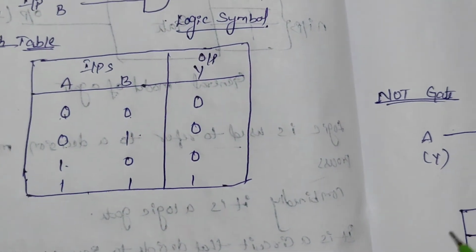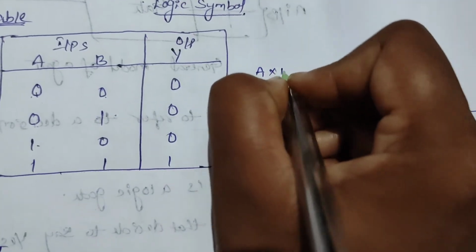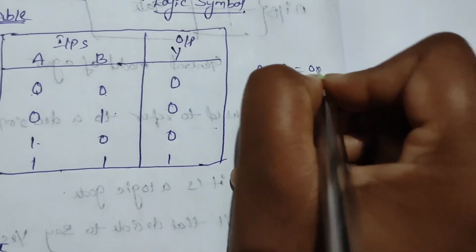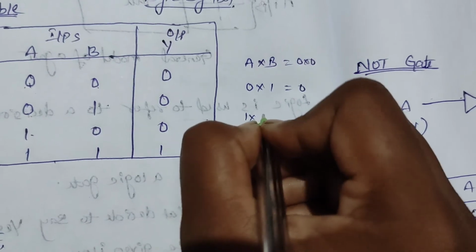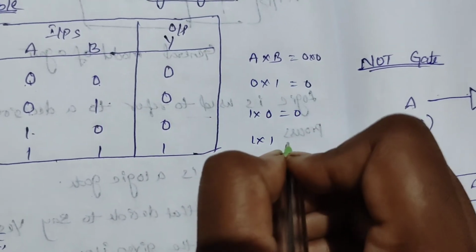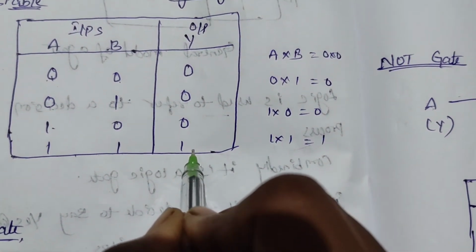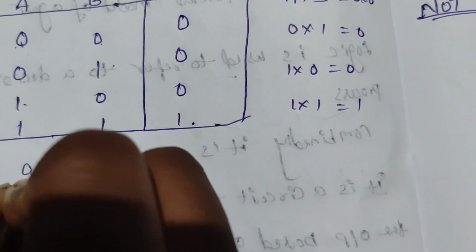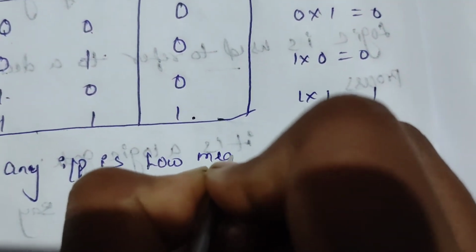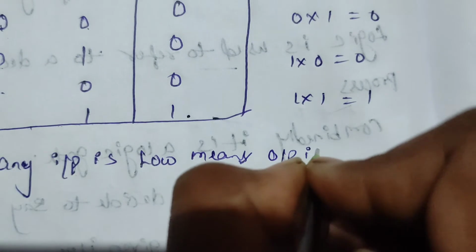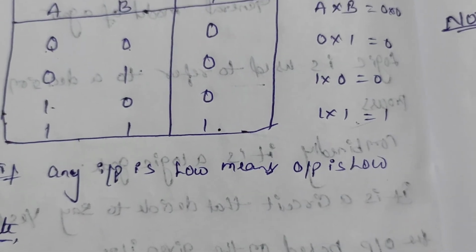So in this AND gate, if any one input is 0 means the output is 0. So A multiplied B. So 0 into 0, 0. 0 into 1, 0. Third condition 1 into 0, 0. 1 into 1, fourth condition 1. So if all the inputs are high means only the output will be high. If any input is low means output is low. If all the inputs are high means only the output will be high in case of the AND gate.